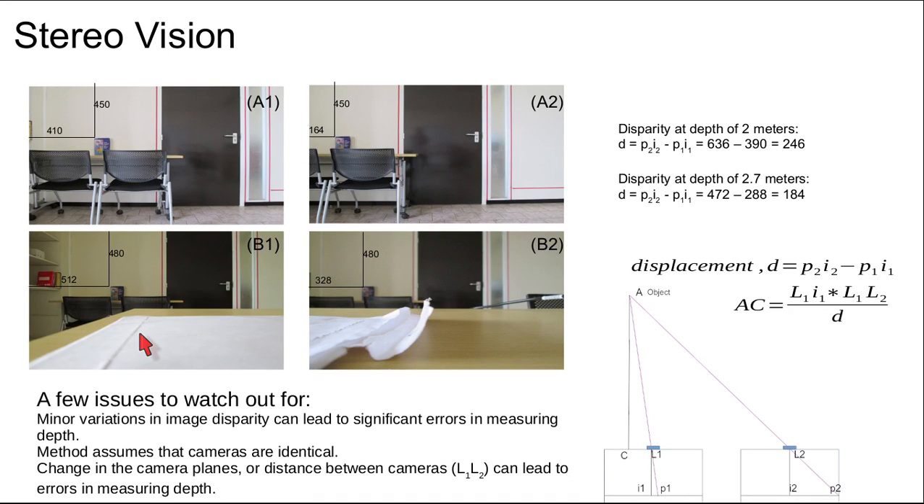However, there are issues that one needs to watch out for. Variations in the disparity can also lead to errors in measuring the depth. So disparity needs to be measured carefully. Identifying corresponding points is an issue, and that also can cause errors in measuring the disparity, which in turn will change the depth. The method assumes that cameras are identical. This may or may not be the situation. You will need to calibrate cameras to determine that the camera parameters are not changing over a period of time. Any change in the camera planes or distance between the cameras, that is this distance L1 and L2, can lead to a change in the disparity and therefore lead to errors in measuring the depth as well.